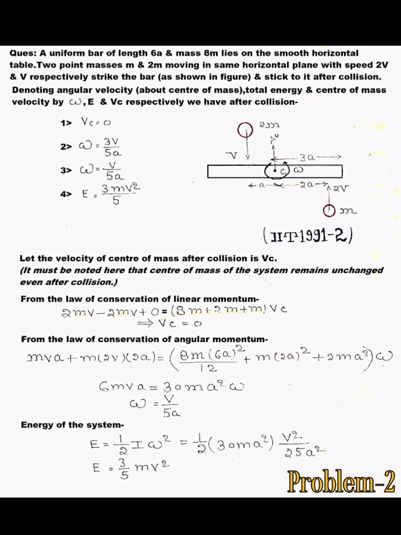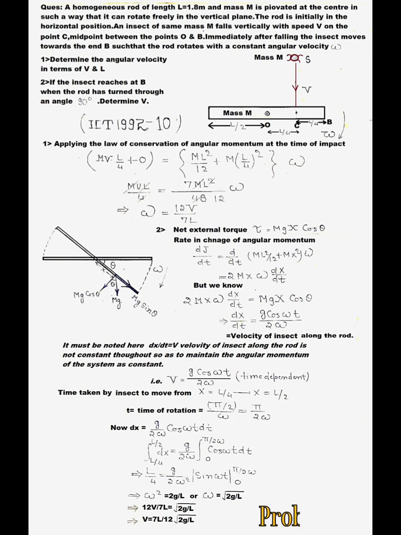Also, after collision, the whole system has only rotational energy and its value will be half I omega square. So total energy of the system comes as 3 by 5 mv square. Now here in this third problem, a rod is pivoted at its center position and is free to rotate in vertical plane. The rod is initially at horizontal position and an insect falls over it as shown in the figure. So the rod gains angular velocity and rotates in the vertical plane.